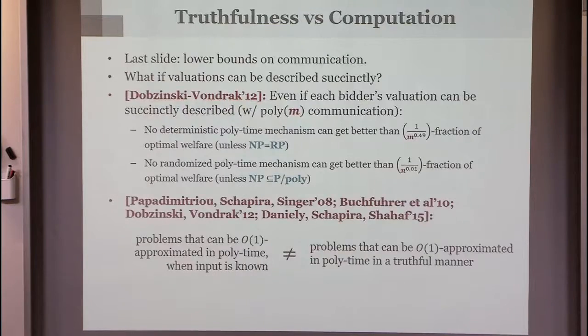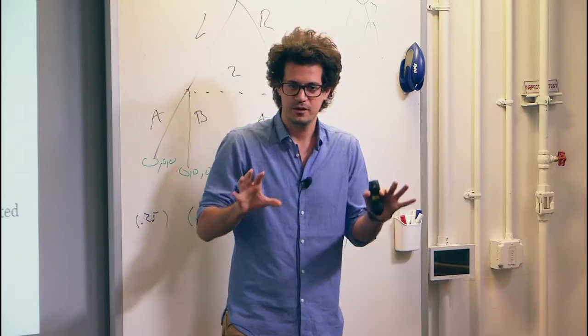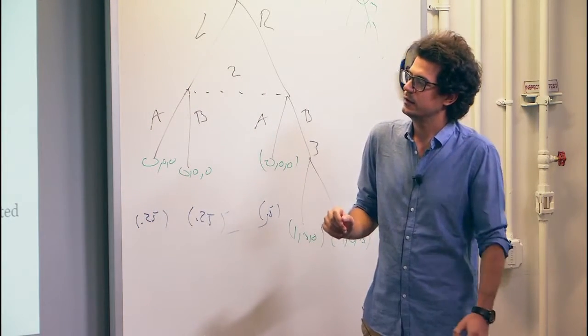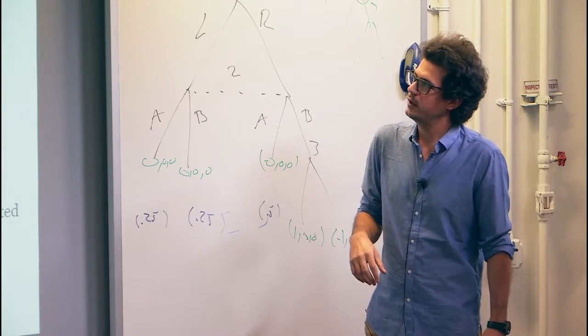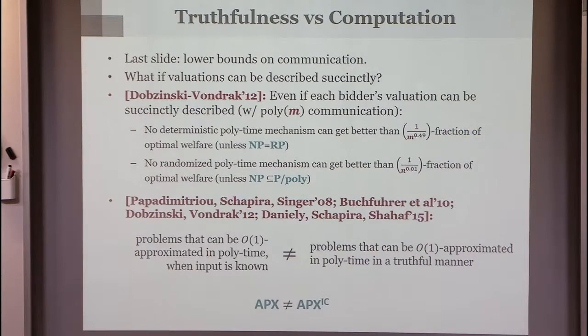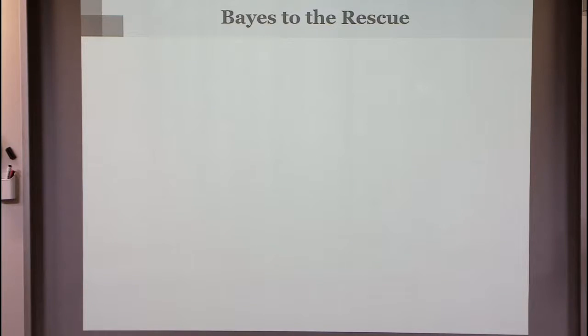Right. So this is what's going on with the conflict of incentives, computation, and communication. And it turns out that the world looks much better if you become a Bayesian. And so it turns out that Bayes can come to the rescue to rectify this picture a little bit. And let me tell you what's going on in the Bayesian setting.